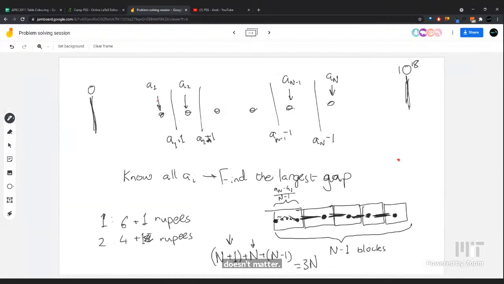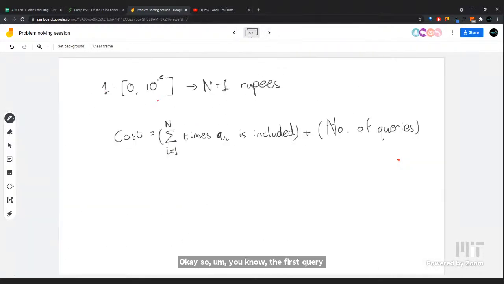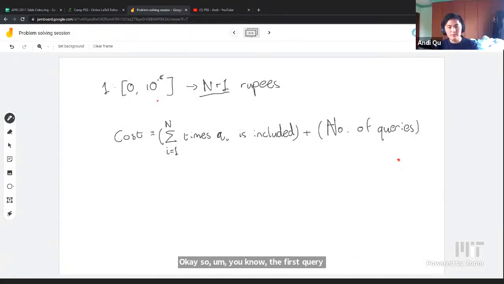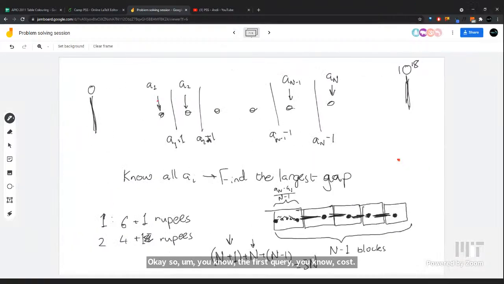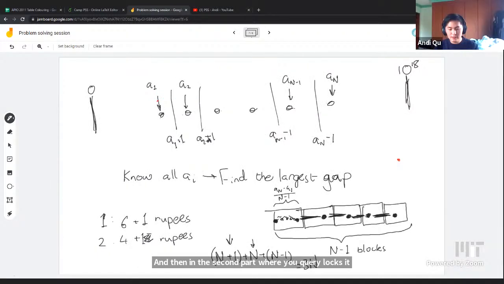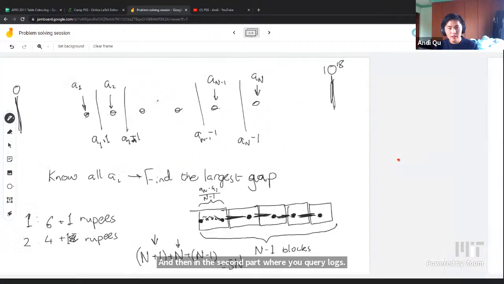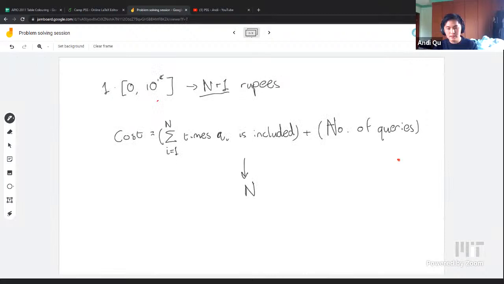Okay, so yeah, the first query costs n plus 1 rupees. And then in the second part where you query blocks, each number is included in exactly one block, and there are n minus 1 blocks, plus n minus 1 rupees that you pay.